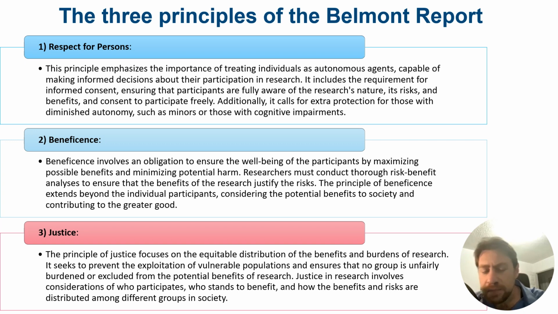And finally, number 3, the principle of justice. The principle of justice focuses on the equitable distribution of the benefits and burdens of research. It seeks to prevent the exploitation of vulnerable populations and ensures that no group is unfairly burdened or excluded from the potential benefits of research. Justice in research involves considerations of who participates, who stands to benefit, and how the benefits and risks are distributed among different groups in society.